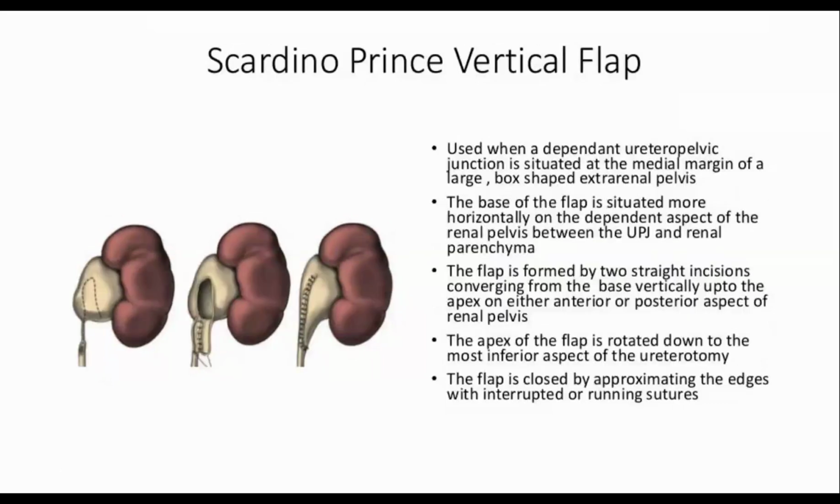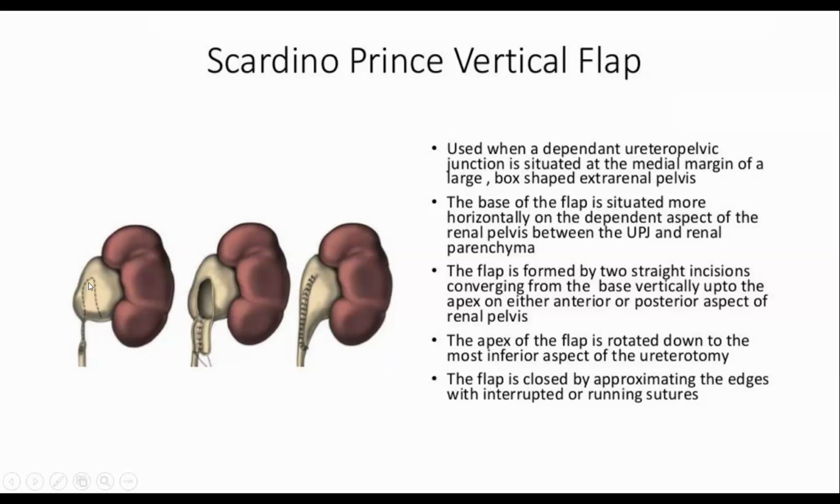The Scardino-Prince vertical flap is done in a box-shaped extrarenal pelvis. It is similar to the spiral flap, but in this the flap is more vertical. Similarly, the apex will depend on the length of the stricture. The flap is formed by two incisions converging from the base up to the apex of either the anterior or posterior pelvis. So we can take the flap from the anterior or posterior side, mostly from the anterior aspect.